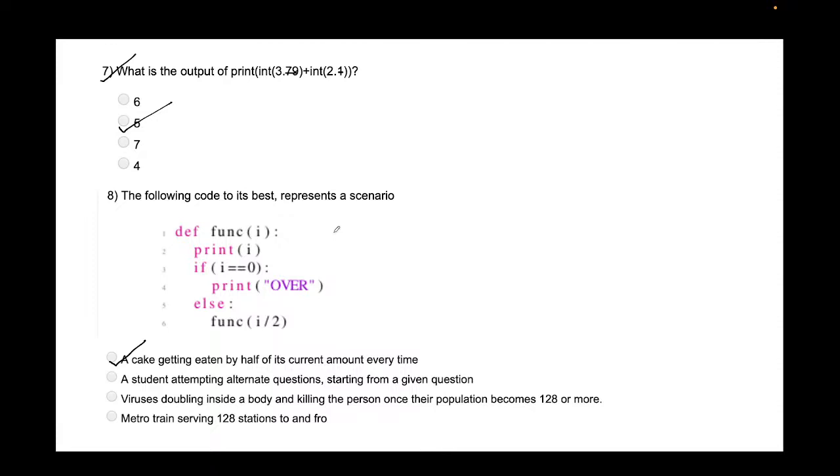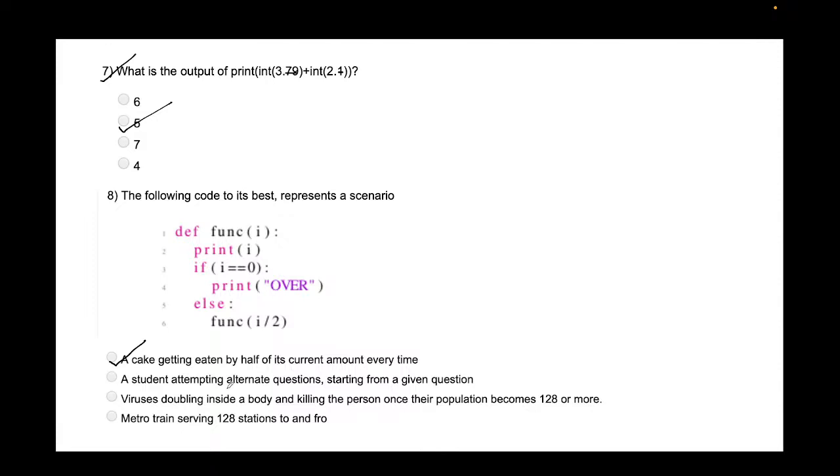So in that case, it's not exact. Till I becomes 0. So if he's attempting alternate questions, out of 16 questions, he should be attempting 8 questions at least.